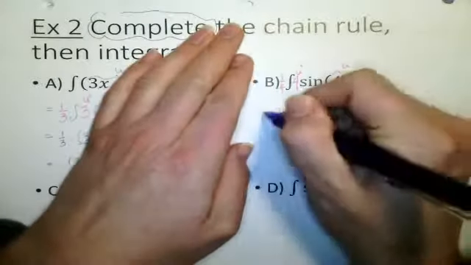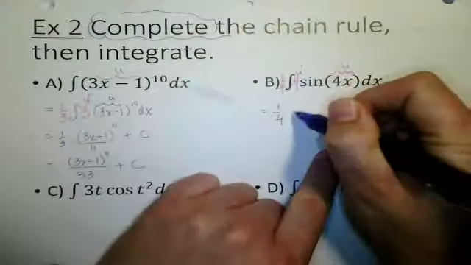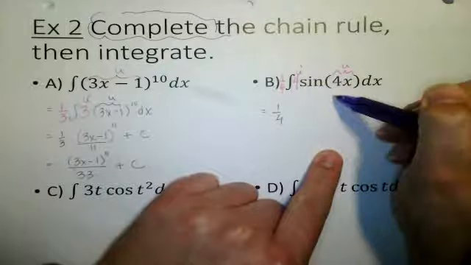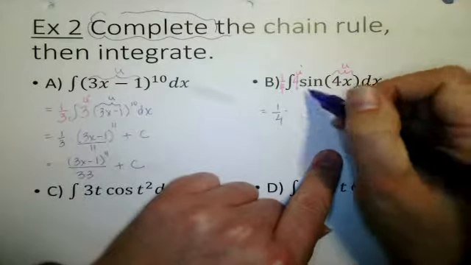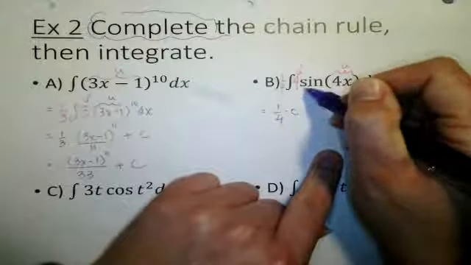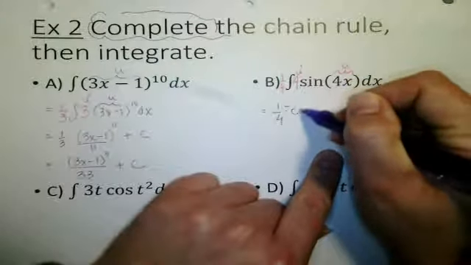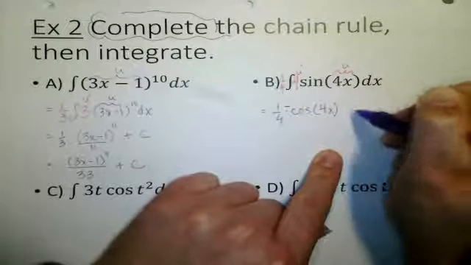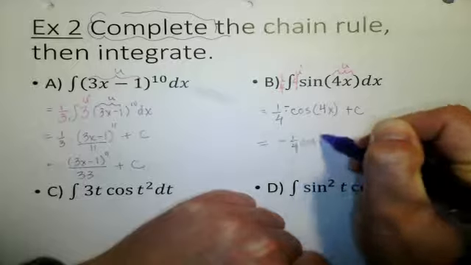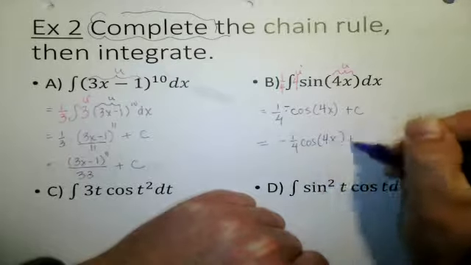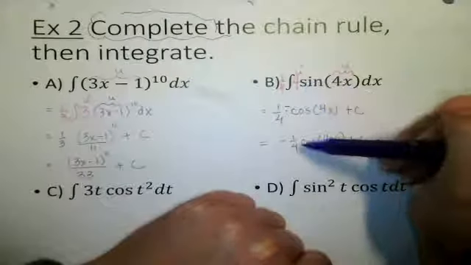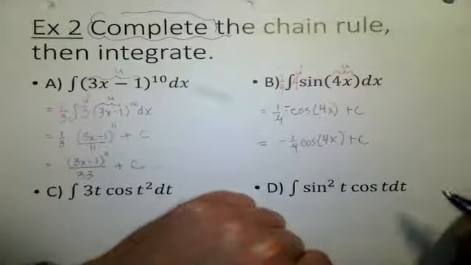And then all we have to do is integrate the outside function. So the outside function, the derivative of cosine is negative sine. So I need a negative cosine of 4x plus c. So this becomes negative 1/4 cosine of 4x plus c. Good. The derivative of cosine would give me a negative sine, so I need that extra negative so it goes away. All right, there we go.